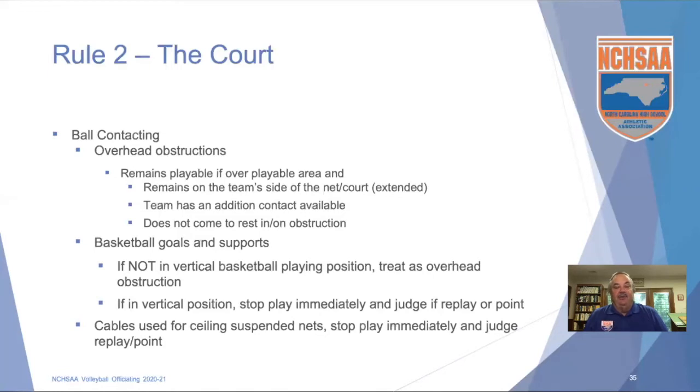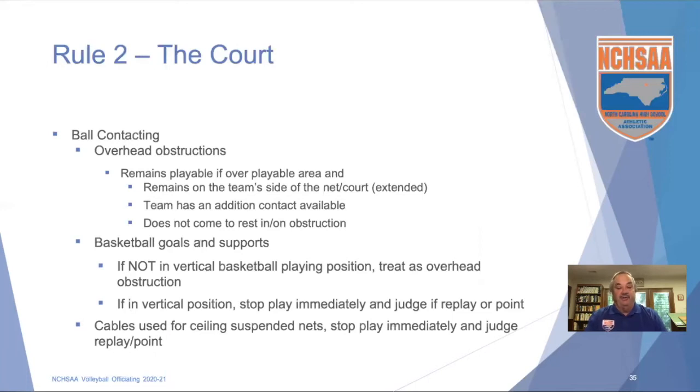So anything where it touches the ceiling or parts of the ceiling and it remains on the side of the team that last contacted it, they can continue and have another contact. The only exception we have for that is in the case we have basketball goals. So if the basketball goal is not in the vertical basketball position, in other words, how you could actually play basketball on it, we're going to treat it as an overhead obstruction. So the ball hits that, we're going to continue as if it had hit any other part of the ceiling.